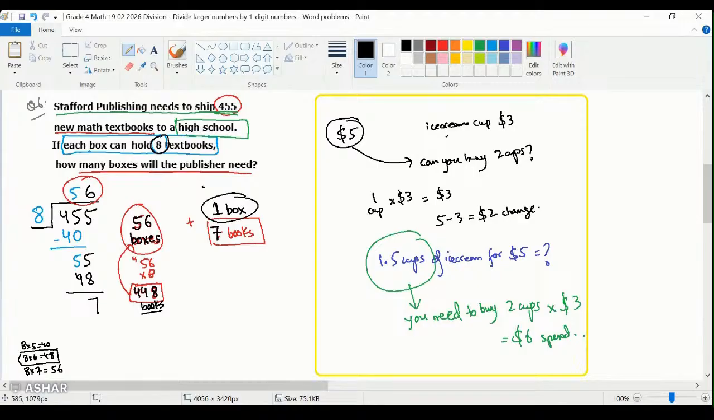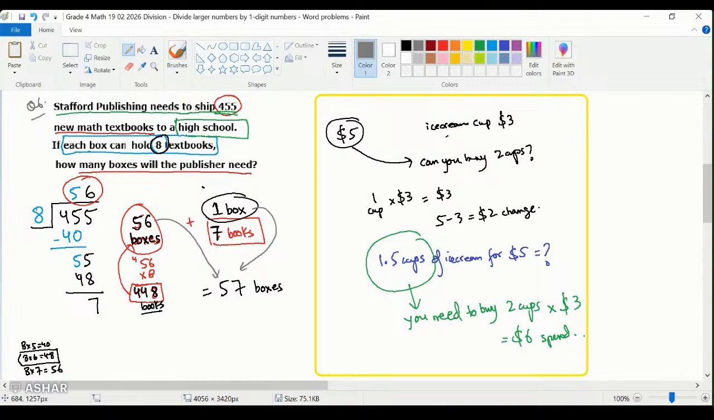We add one more box, Semi. Okay, let's do an example. That means the total would be 57 boxes. Why? 56 complete boxes that had 8 books in each. But for the 7 books, we need to have one more box. Do we agree?